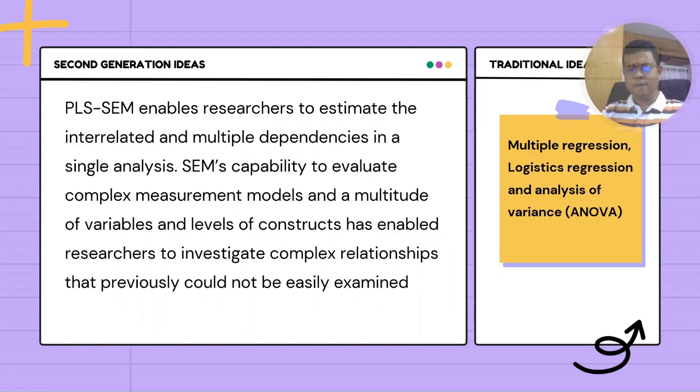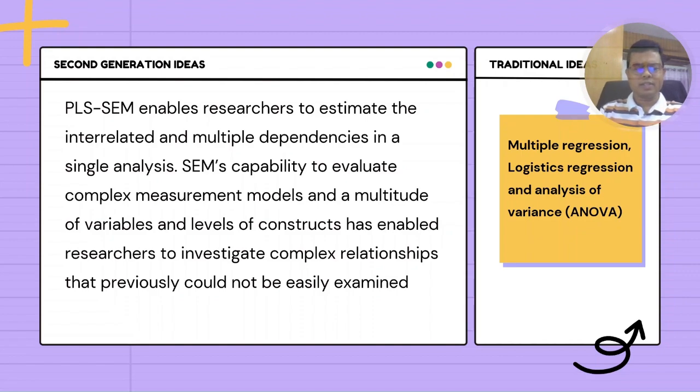So traditionally, in the first generation analytical technique, the majority of data analysts used multiple regression, logistic regression, and in some cases analysis of variance, I mean ANOVA, MANOVA. Some cases the one sample t-test, two sample t-test, and so on. So these are the traditional ideas.